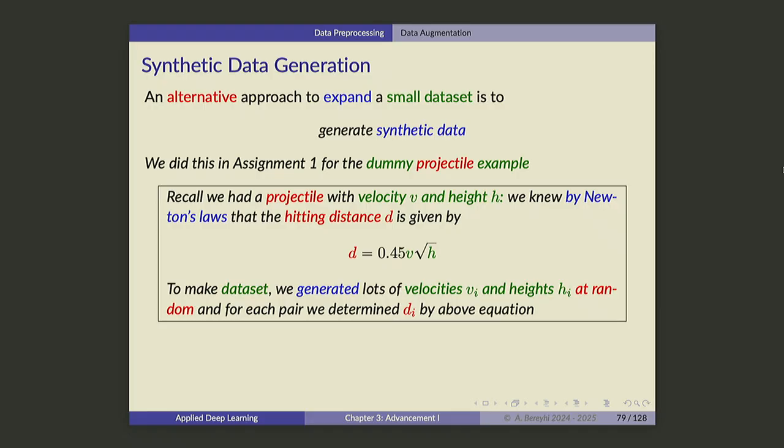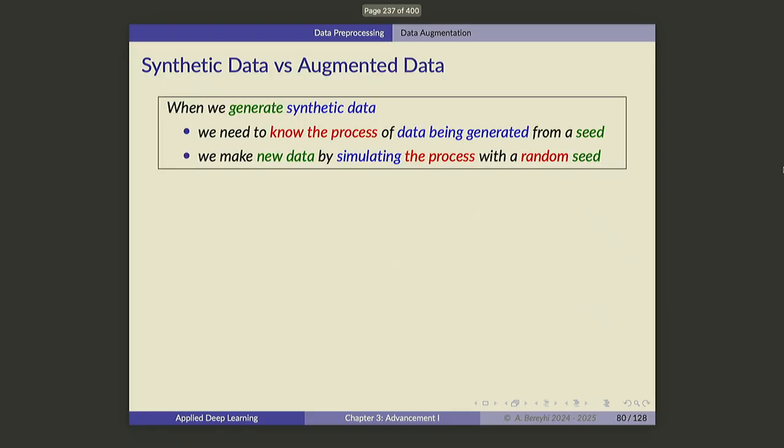How you did it, you just started from a random seed, right? Each random seed gives you different V and H, and based on that random seed, you get your D, right? From the process, right? This is one sample. You change the seed, you get a new sample, and so on, right? So that is a different thing as compared to that one.